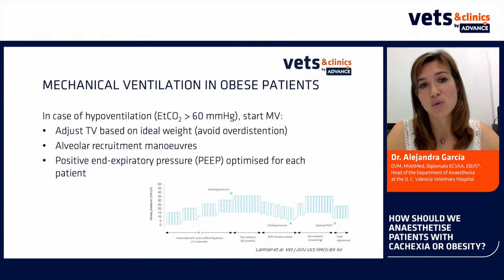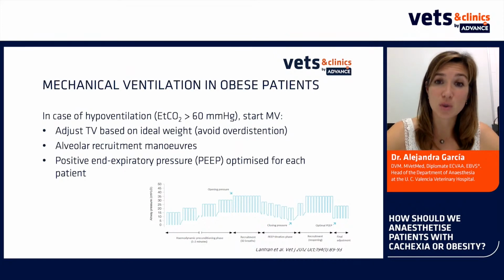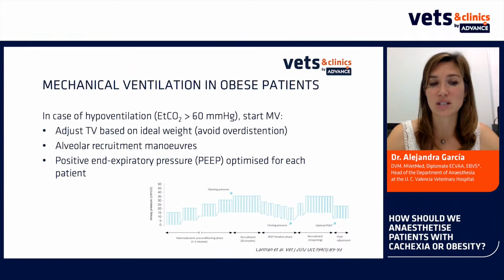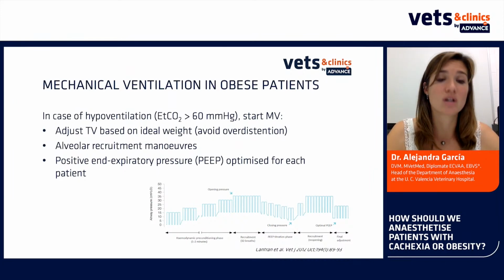This maneuver could be done if your compliance goes down, or if you don't have spirometry and you feel your patient is getting atelectasis again, your SpO2 is decreasing. You could repeat it every hour, every 2 hours, depending on how the anesthetic goes. Always check first that the blood pressure is correct before doing an alveolar recruitment maneuver, because they have an impact on your cardiovascular system.